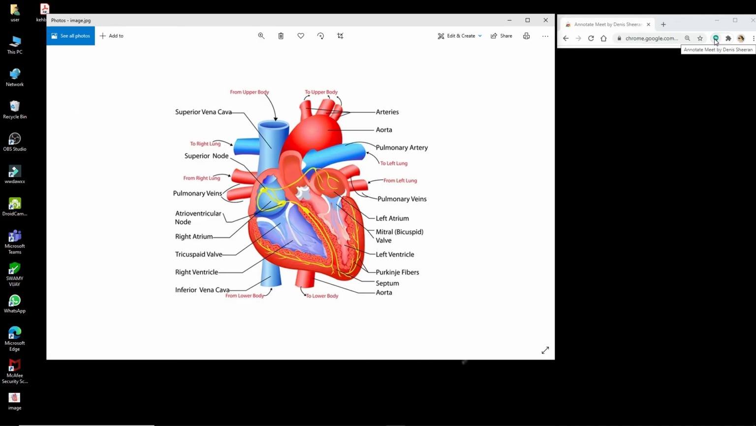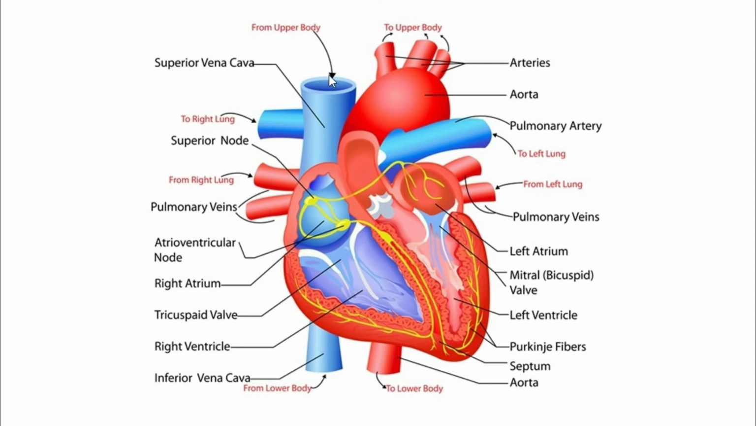Select this Annotate Meet by Sherin. So once you click here, you can see the brushes have come and you have started screen sharing also. So adjust these brushes according to your convenience, and then you can explain the same thing using this Annotate Meet by Dennis Sherin. So let me draw. First I have selected this one. So you are explaining this diagram about the parts of the heart.